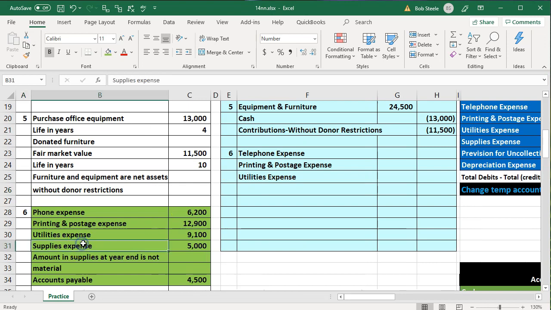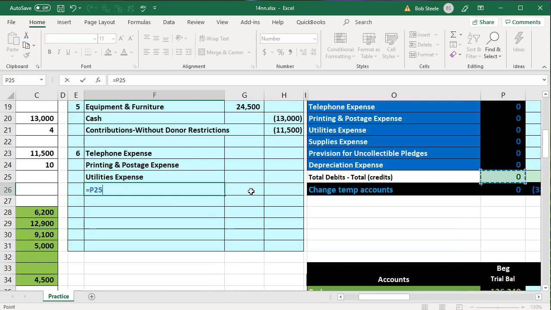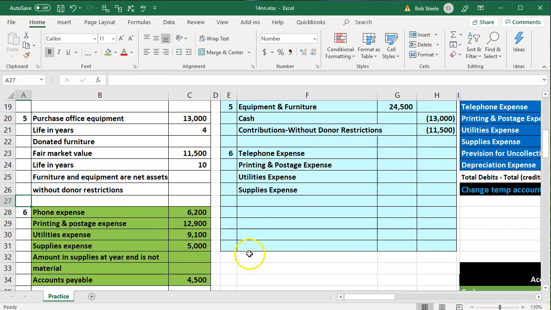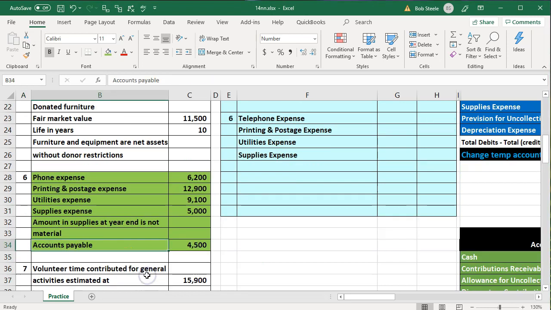And then we're going to have the supplies expense. Supplies expense is going to be the next one. This is nice and in order. And then the next one is going to be amount in supplies at year end is not material. So that basically means that we're not going to have to deal with the adjusting entry at the year end. We're just going to expense the supplies in essence.